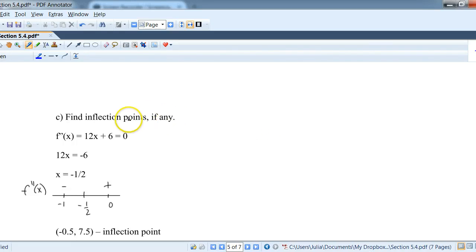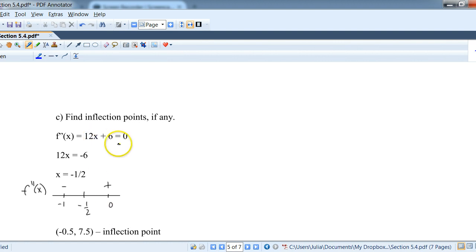Same thing for inflection points. Take the second derivative, which is right here, 12x plus 6. You can set it equal to 0 to look for inflection points. I got x equals -0.5. So I plotted it on the number line once again, now with the second derivative. I picked -1 and 0 to plug in.